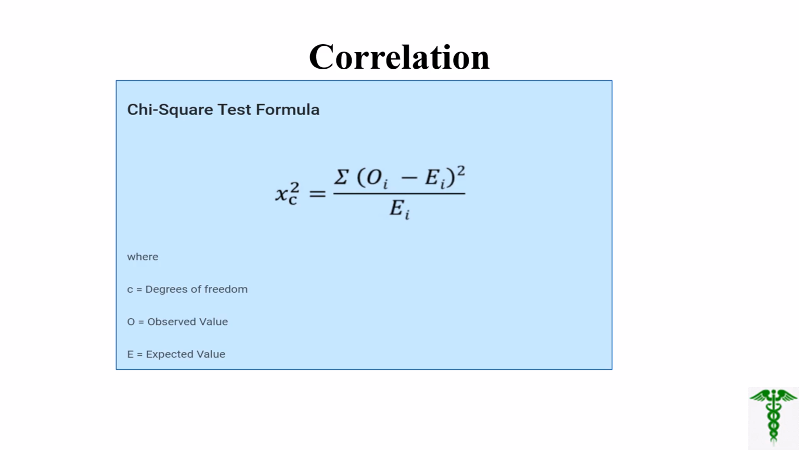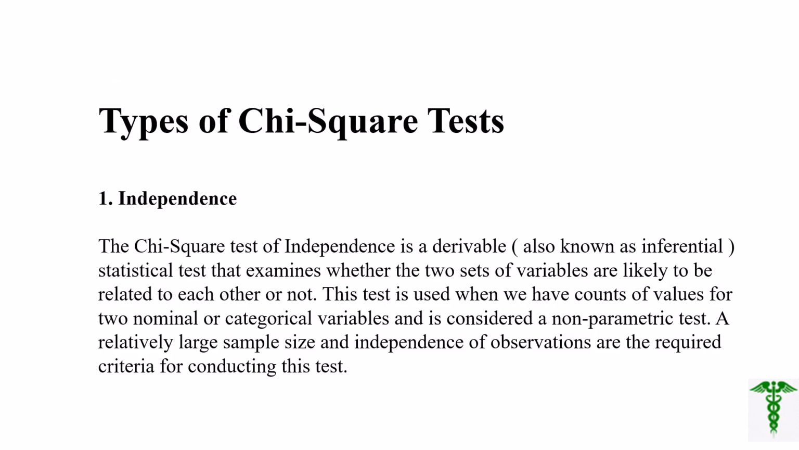So this is the chi-square test formula. It is the summation of (Oi minus Ei) the whole squared divided by Ei, where E is the expected value, O is the observed value, and C is the degrees of freedom.